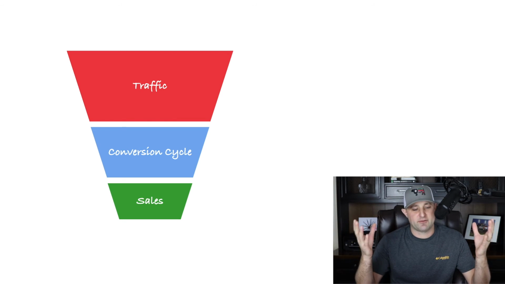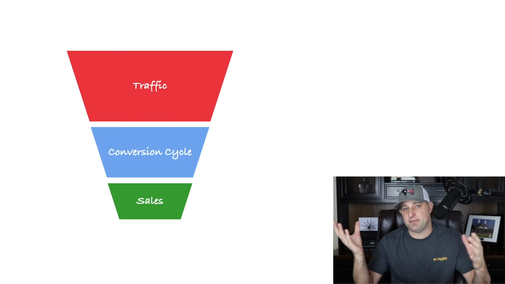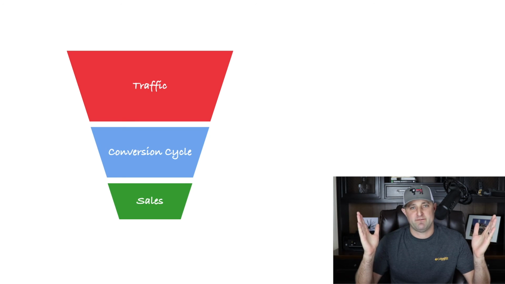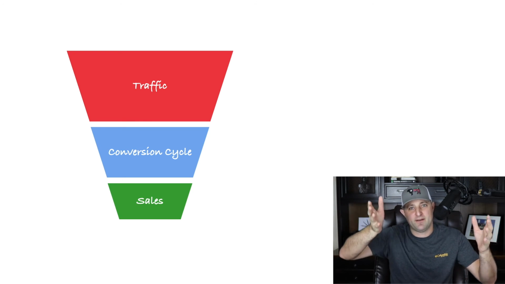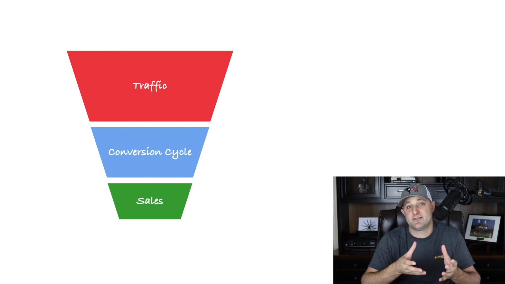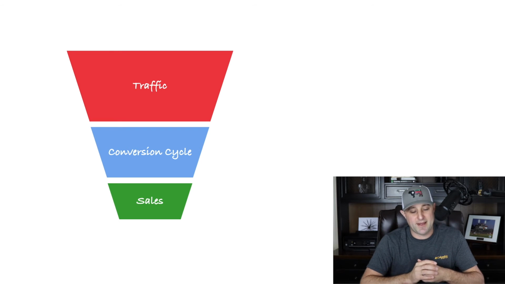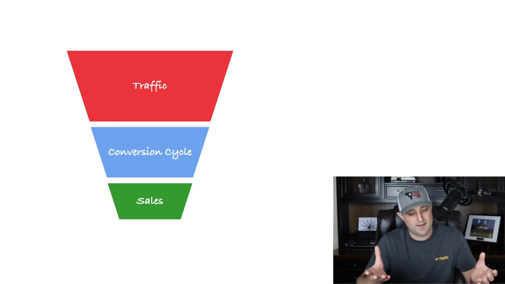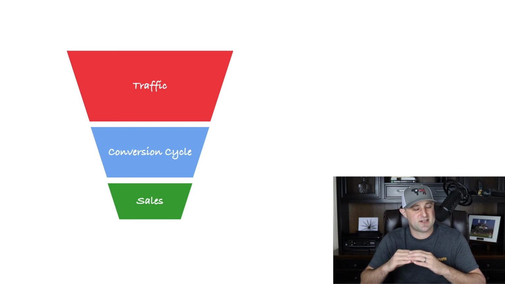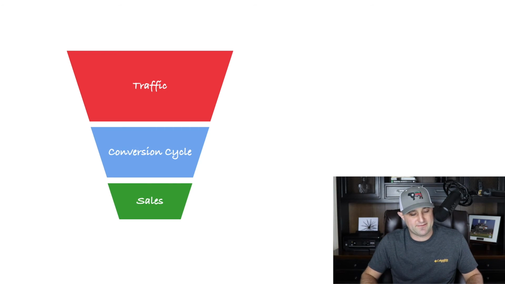Obviously, if we're talking about traffic, we're talking about visitors, people coming to our website or whatever. That's going to be the biggest portion of people because out of everyone that sees our offer, so to speak, not everyone's going to enter their email, for instance. And everyone who enters their email, for instance, we'll call that part of the conversion cycle. Not everybody who enters their email and enters the conversion cycle is going to buy. So sales is actually going to be the smallest. So we can see that on the bottom left-hand side. Sales is going to be the smallest group of people.